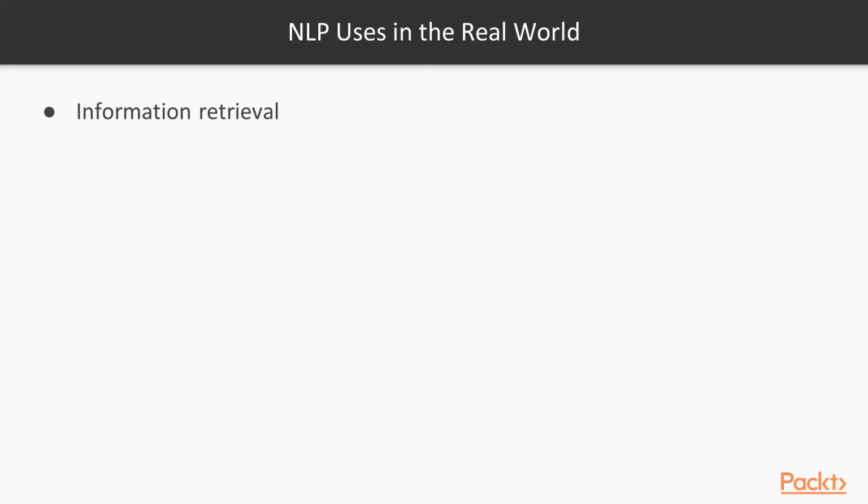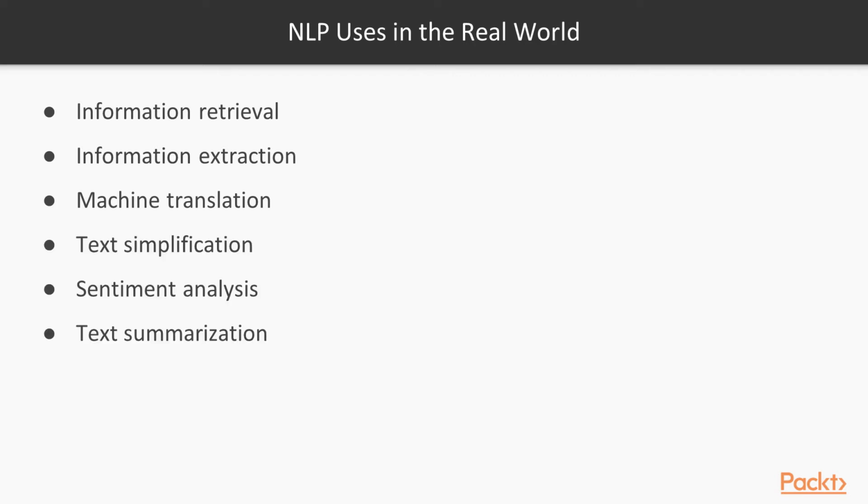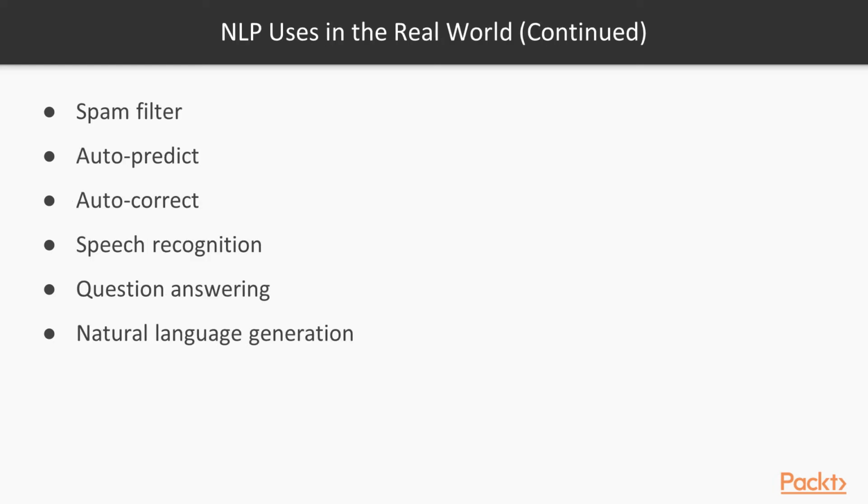This lists out some areas where NLP is in play today. Things like information retrieval, information extraction, for example, obviously translation from one language to another, things like simplification of text or summarization of text. You will have NLP in use around spam filtering, as well as in things like auto-prediction or auto-correction. And then things like question and answering, which are a lot harder. These are becoming more common use cases.